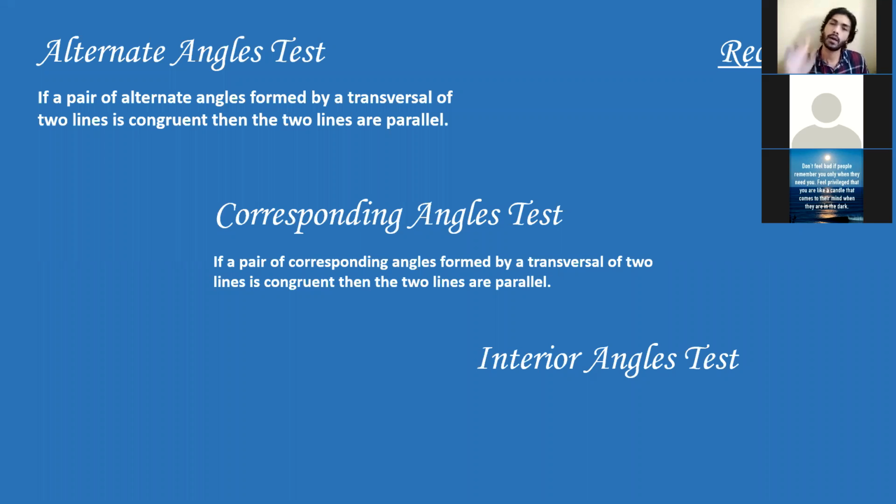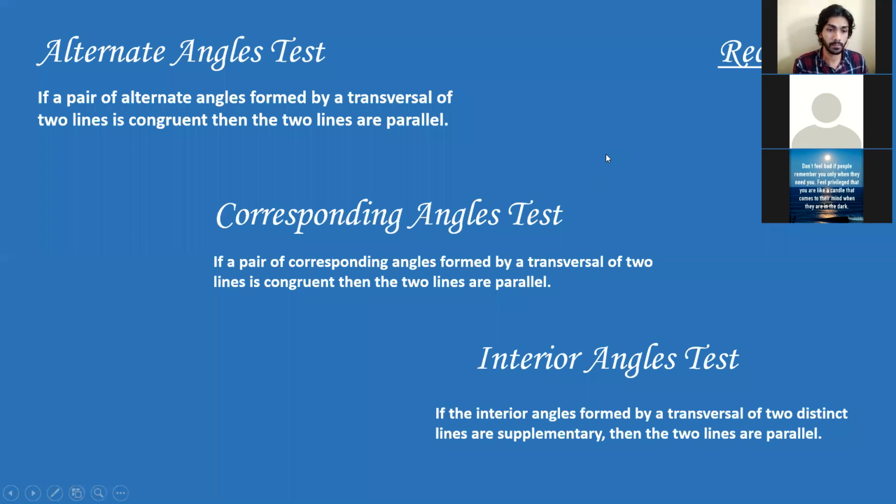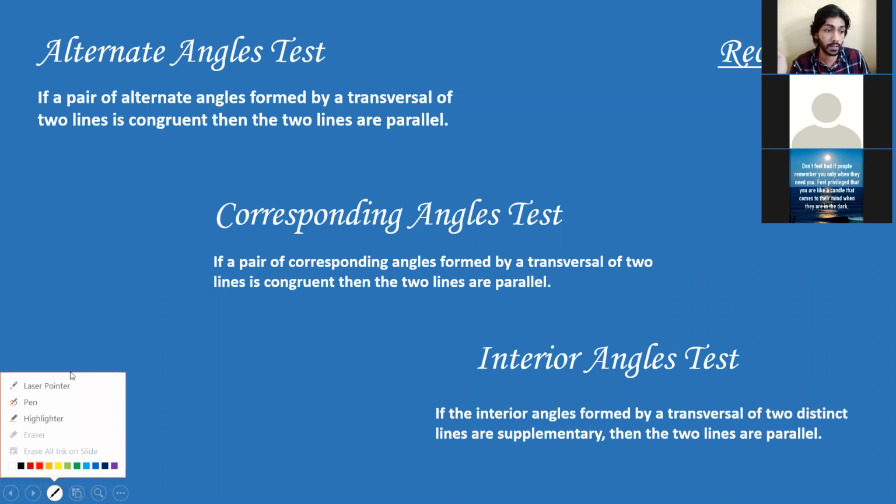Okay. Actually, you know what, interior angles test is based on angles. So this is one thing you have to keep in mind: alternate angles and corresponding angles, these two tests are for congruency, for equality. Interior angles test is not for equality. It is for calculating the angles. So when I say supplementary, I say 180 degrees. Just when I'll start the laser pointer, it will be easier.